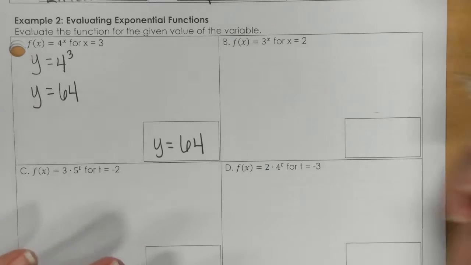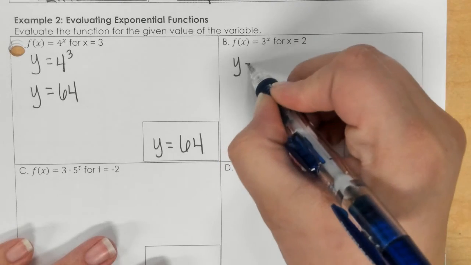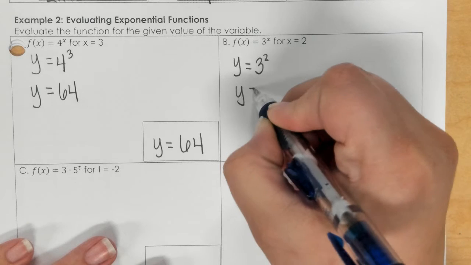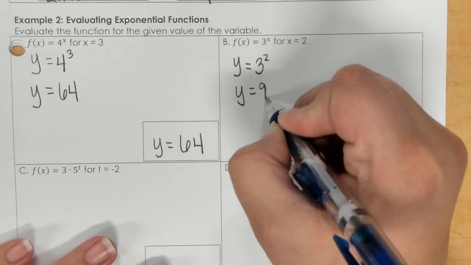Alright, in part B, we know f of x is our y. And I have 3 to the second power. And that means 3 times 3, which is 9.